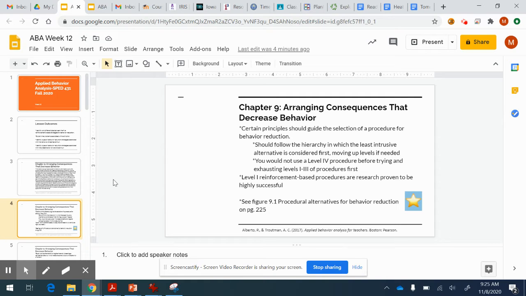This whole chapter is about consequences that decrease behavior. Certain principles should help us guide the selection of a procedure for behavior reduction. The authors offer a hierarchy in which we should follow, starting with the least intrusive alternative and then moving up levels if needed. So, for example, you would not use a level 4 procedure before trying to exhaust levels 1 through 3. It's kind of like least restrictive environment.